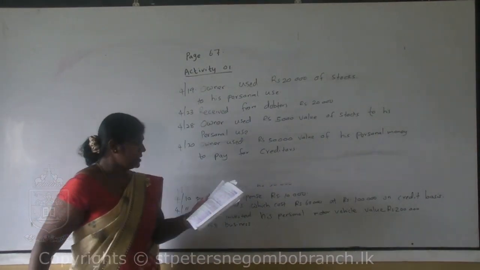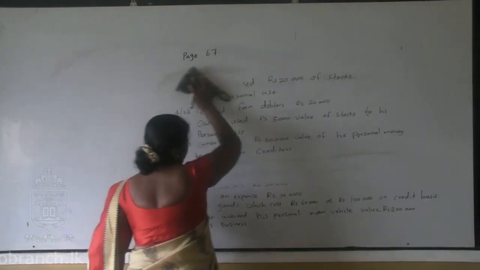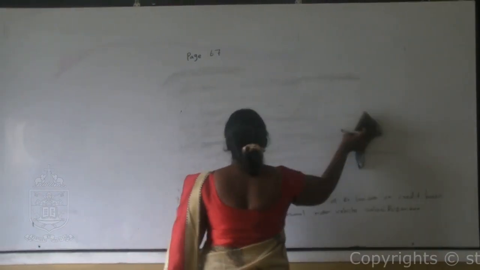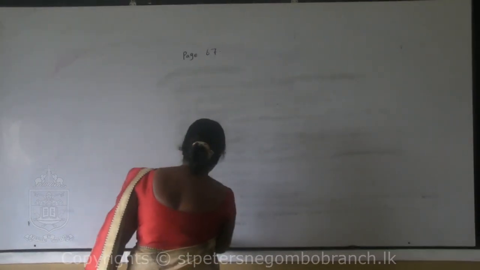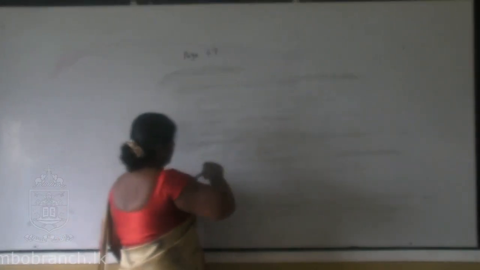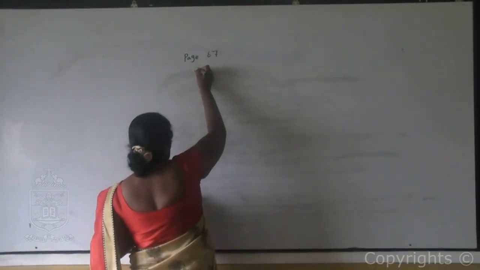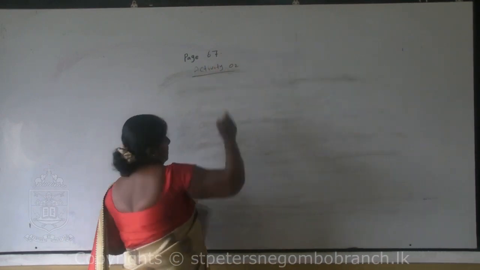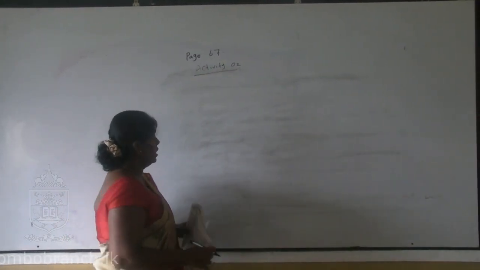Okay children, next one, another question that you have been given, activity 2. Activity 2, you have been given a sum. So now you should apply the transactions that you have been given to the accounting equation. Page number 67, activity 2. Here, first you should write the equation.